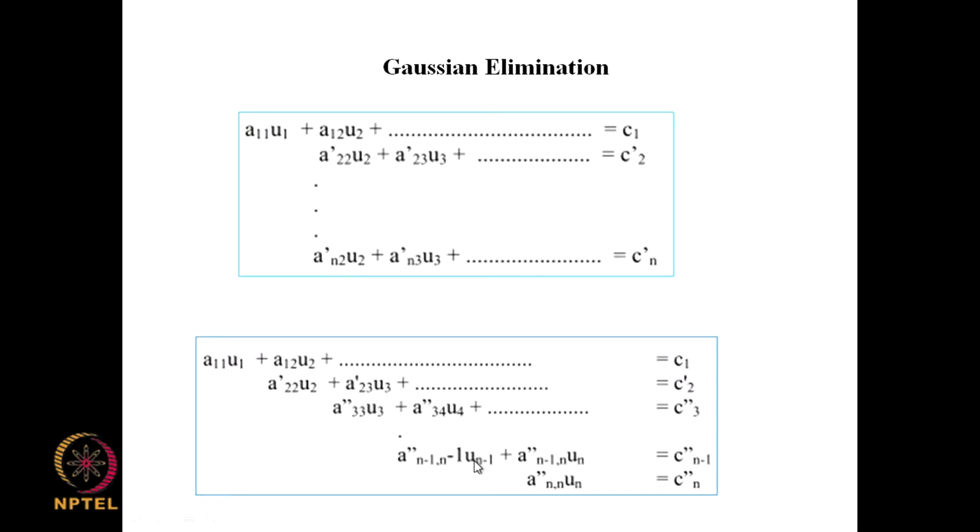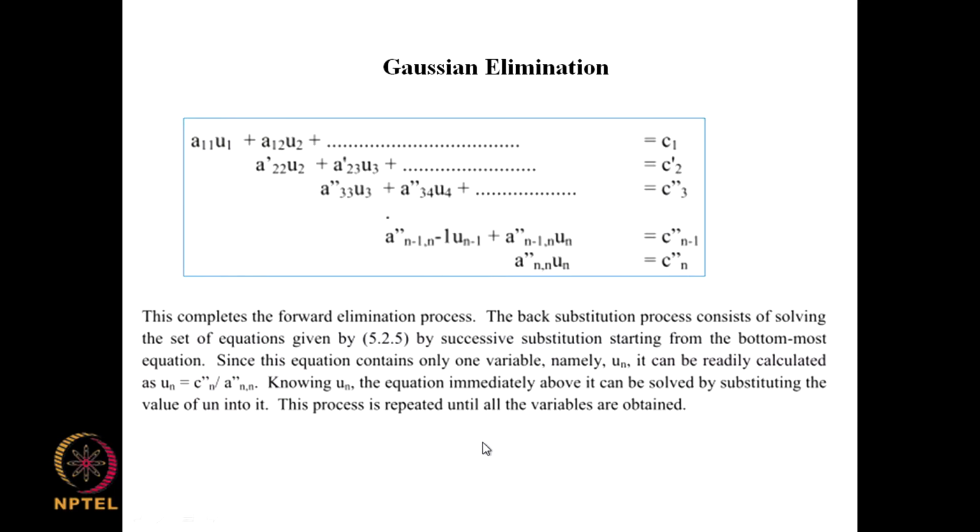So, it has un minus 1 and un here, and then the last equation contains only this. So, now you can solve this for un and then substitute in this, solve for un minus 1, and then you go back here and solve this for un minus 2 and so on. So, that is the back substitution process.